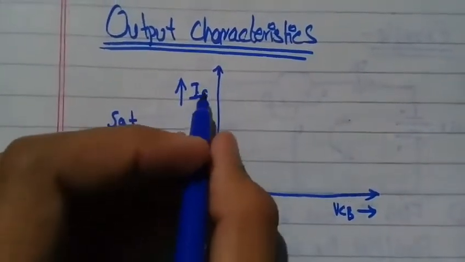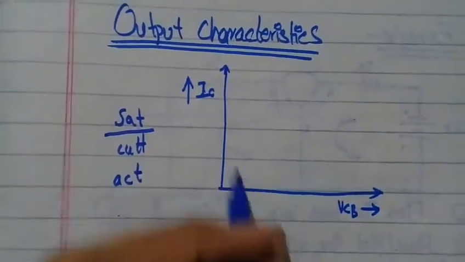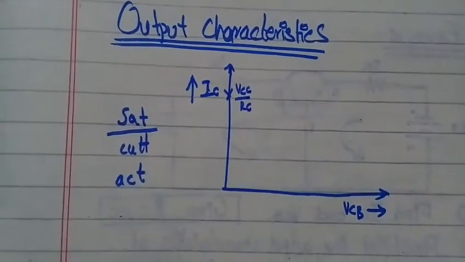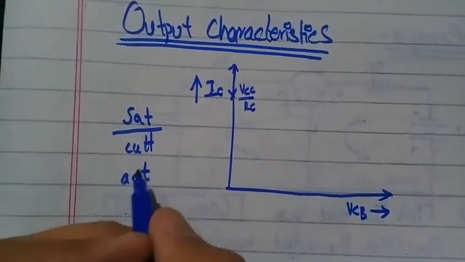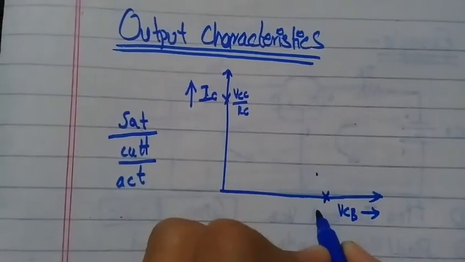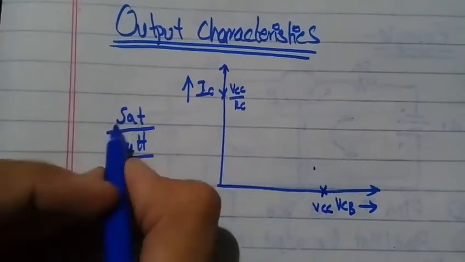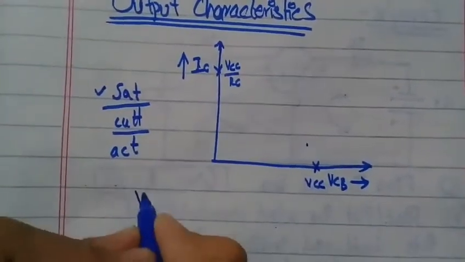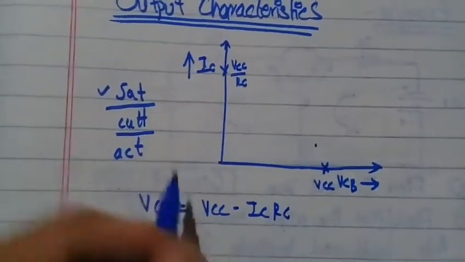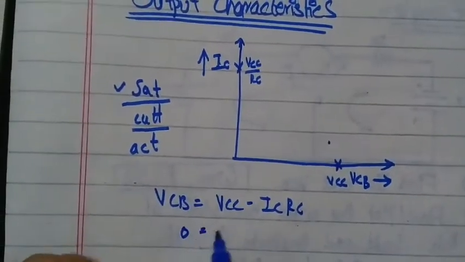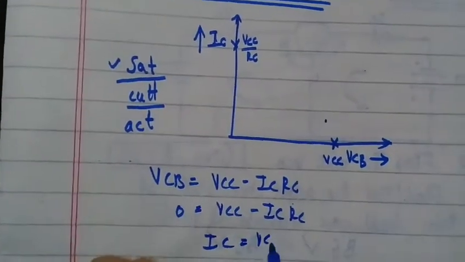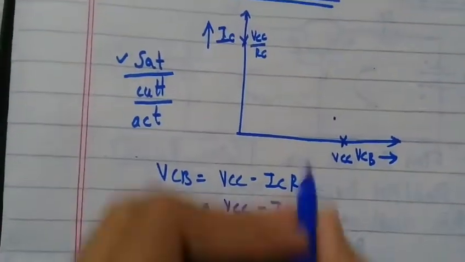In the saturation region the value of IC will be equal to VCC over RC, and in the cutoff region VCB will be equal to VCC. Why? As we already know, VCB will be equal to VCC minus IC into RC. In the saturation region VCB will be equal to 0, so 0 equals VCC minus IC into RC. So from there IC will be equal to VCC over RC.